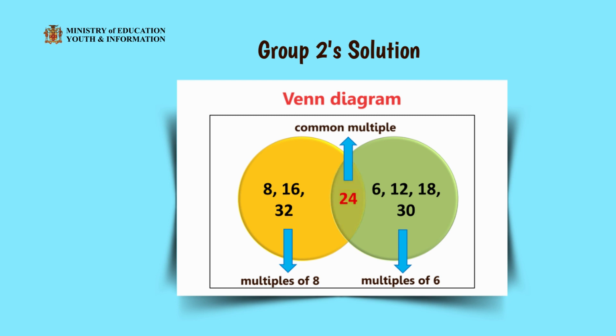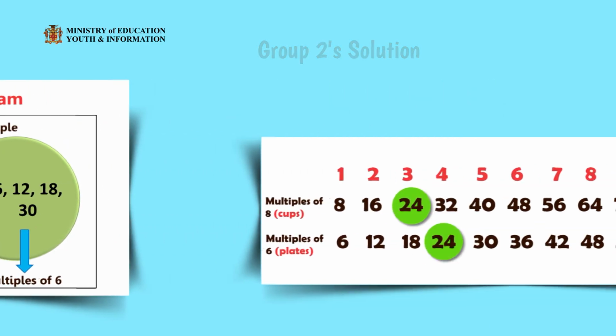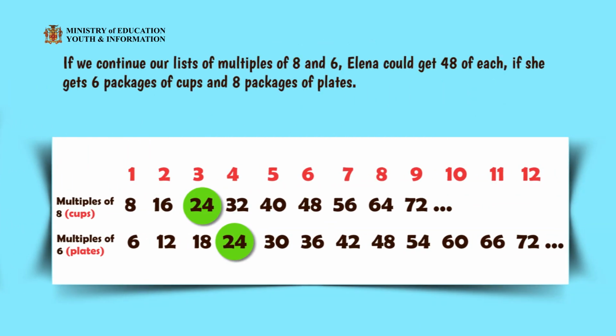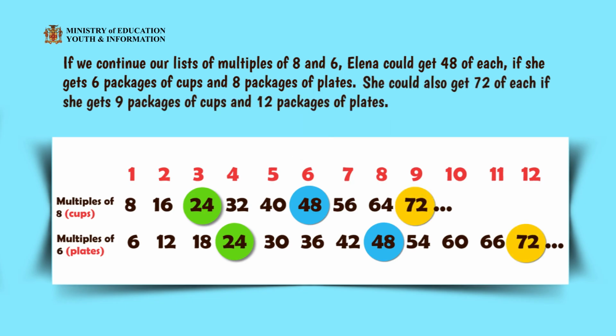Now students, let us explore a bit further. Name 2 other quantities of plates and cups Elena could get to meet her requirement. Excellent job, boys and girls. If we continue our list of multiples of 8 and 6, Elena could get 48 of each if she gets 6 packages of cups and 8 packages of plates. She could also get 72 of each if she gets 9 packages of cups and 12 packages of plates.